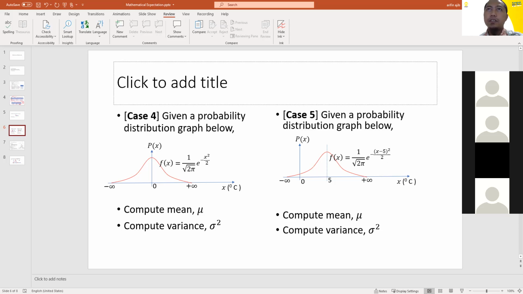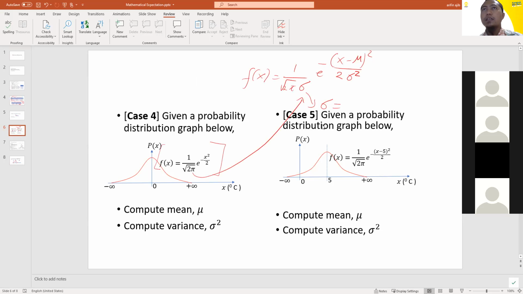From this expression, the sigma is, can anybody answer? Sigma is equal to... Sir, I cannot see your pointer. Your sharing screen is paused. Oh, wait a moment. Okay, right now it is okay. Can you see the sigma here? Yes, sir.